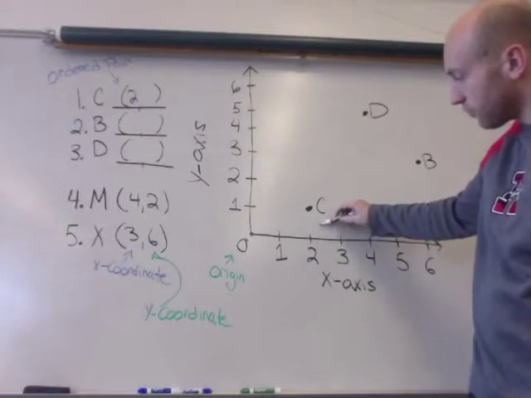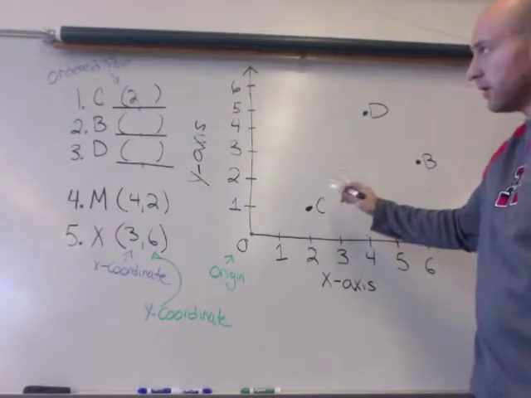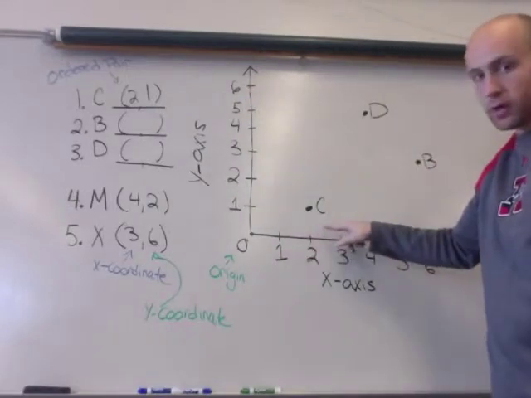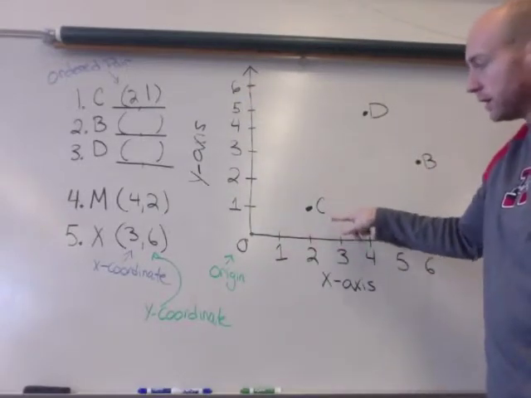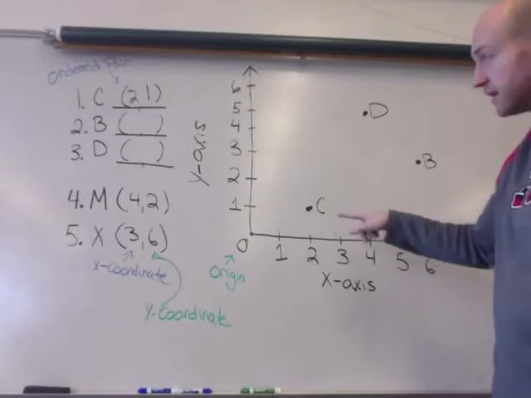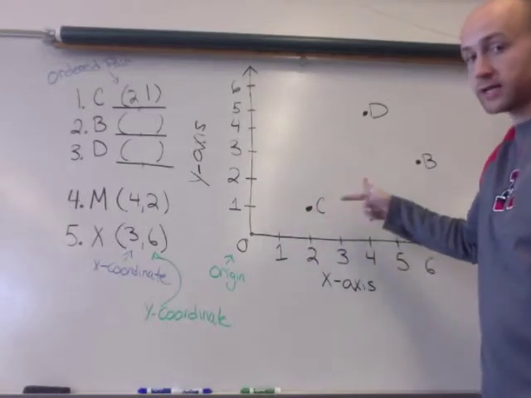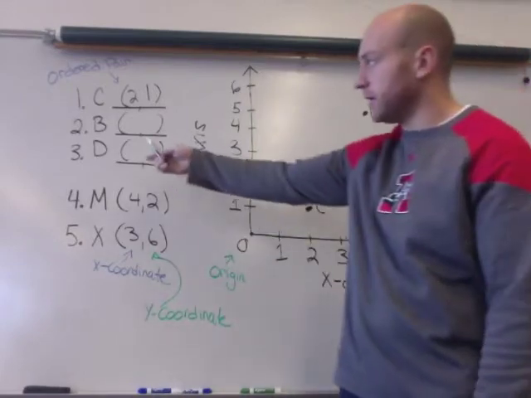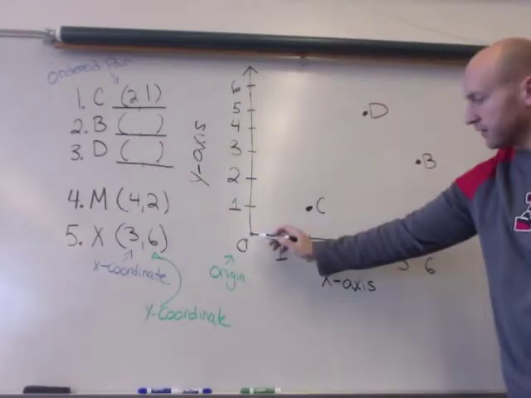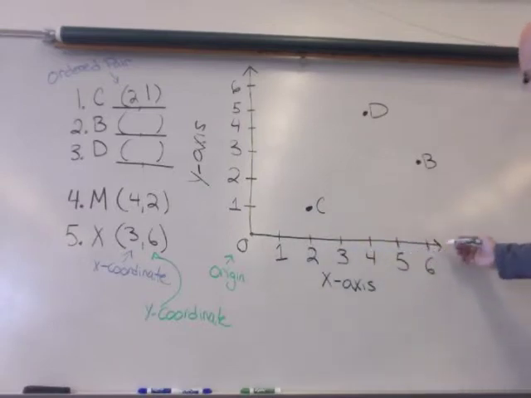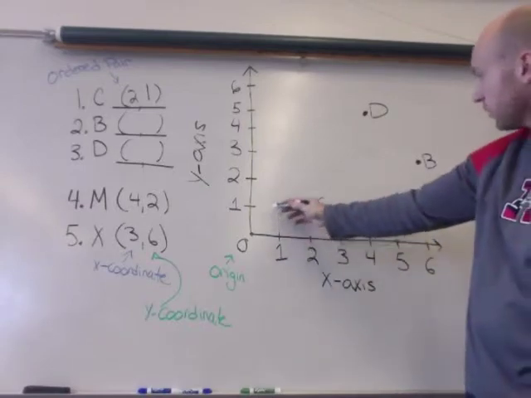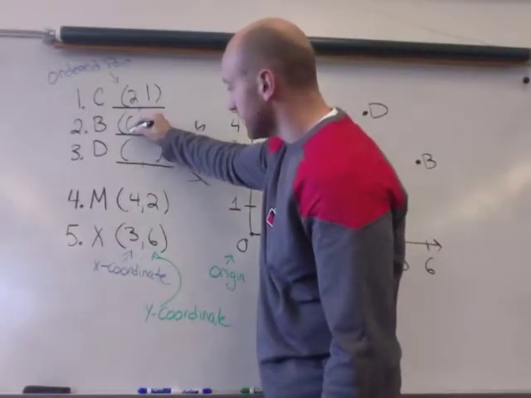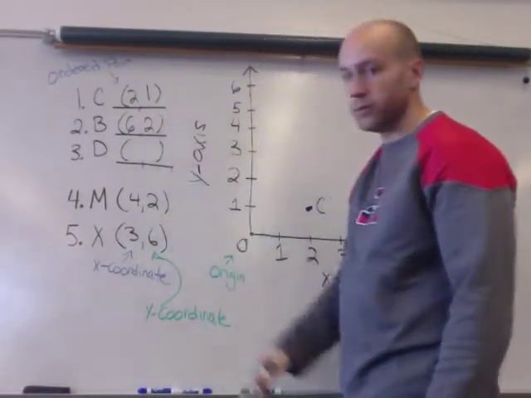And then we see that it rises 1, so our y is 1. So it runs 2, it rises 1. The 2 is our x-coordinate, and the 1 is our y-coordinate. Okay, now let's do B. For B, we run from the origin 1, 2, 3, 4, 5, 6, and we rise from the origin 1, 2. So our x-coordinate is 6, our y-coordinate is 2.